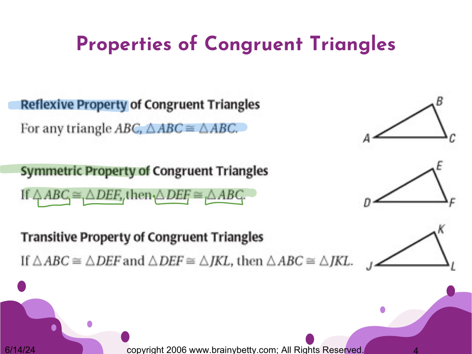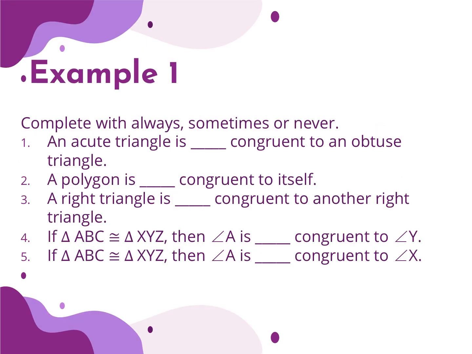And then the last one was transitive property. We've done transitive property before. So looking at what's transitive, if ABC is congruent to DEF and DEF is congruent to JKL, then ABC is congruent to JKL, so I'm getting rid of this overlap right here. And that's my transitive property of congruent triangles. All right, looking at these examples, complete with always, sometimes, or never.